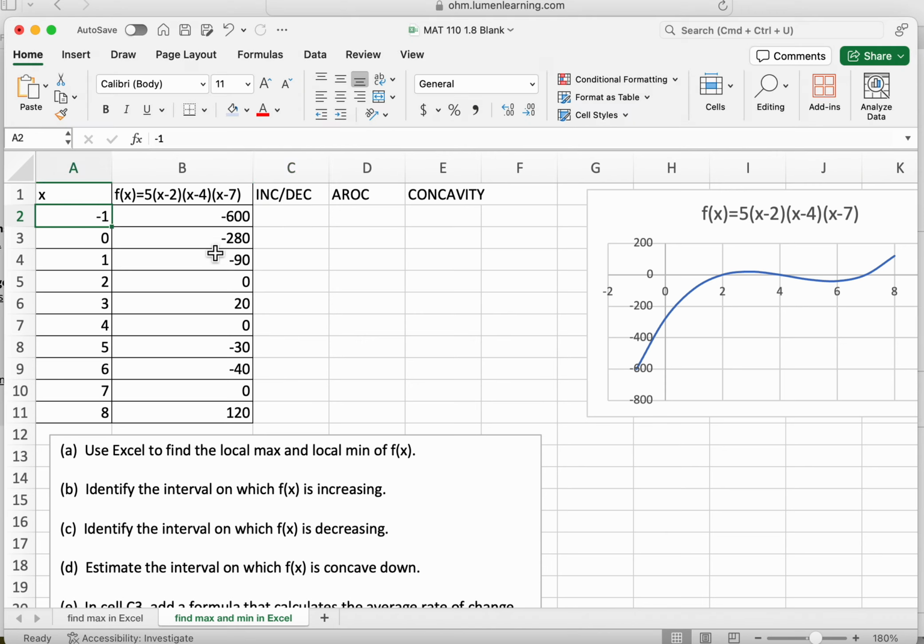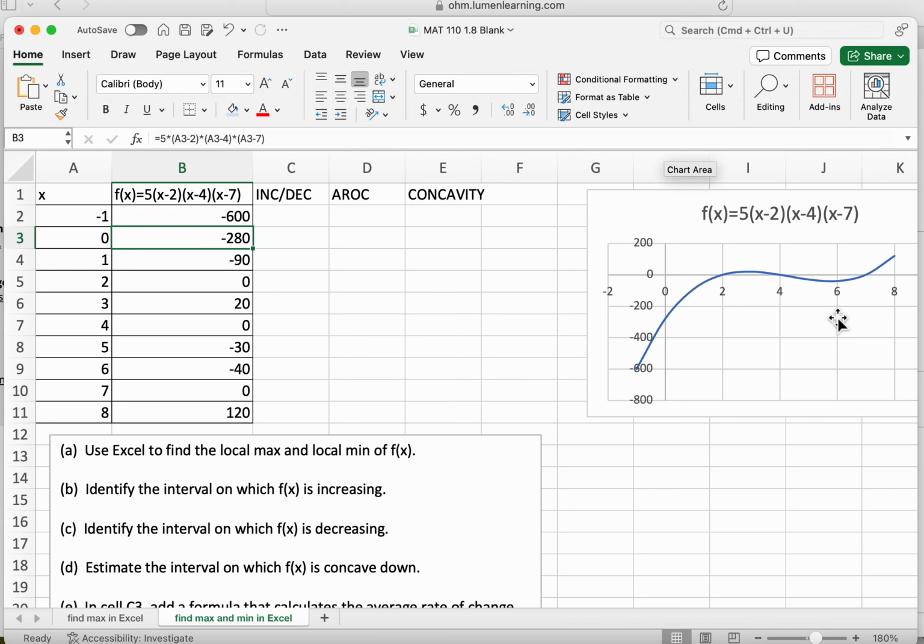So we have a function f of x equals 5 times x minus 2 times x minus 4 times x minus 7. We have our input table here. So here are my input x values, and then I've got my formula here. I always start with equals 5 times, and I have to put the asterisk sign, A2, that's my x value, minus 2, times my x value, A2, minus 4, times A2 minus 7. So that's all in there.